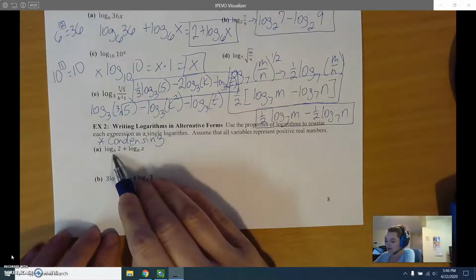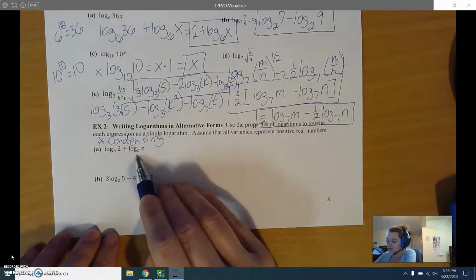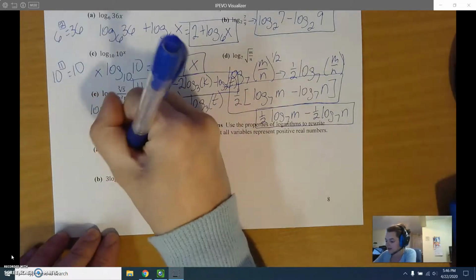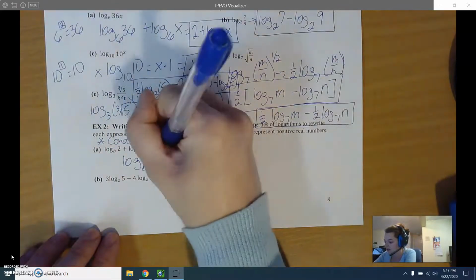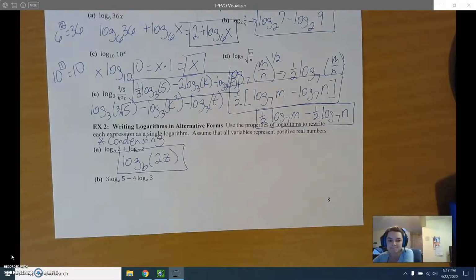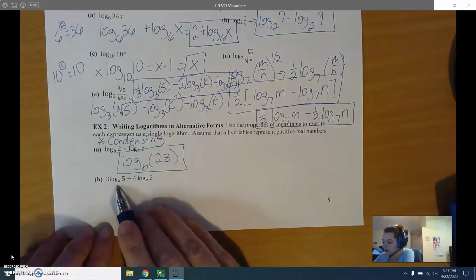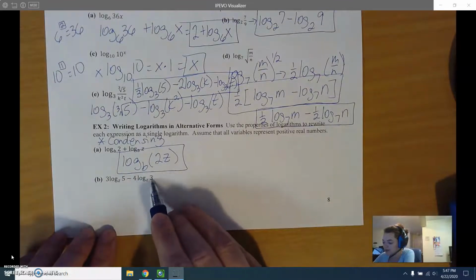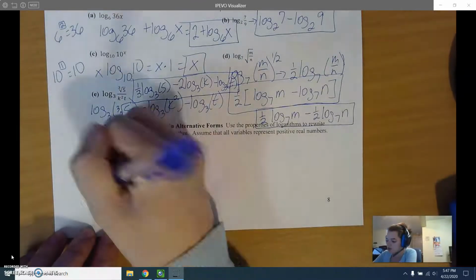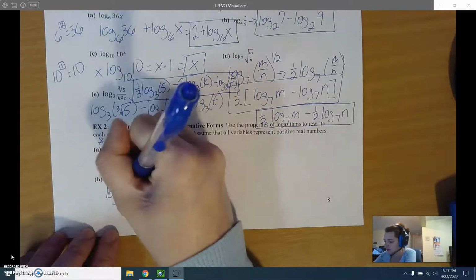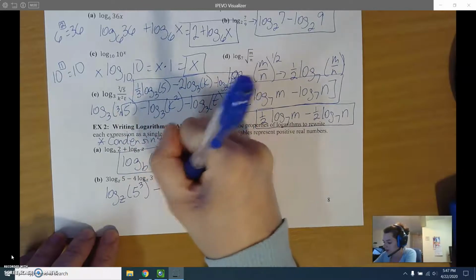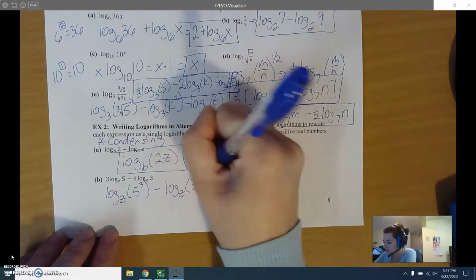In part A we have log base b of 2 plus log base b of z. Since they are added, I'm going to use my product rule, and I can condense that to the log base b of 2 times z. And that's it. Okay. For part B, I've got 3 log base z of 5 minus 4 log base z of 3. Well, let's go ahead and deal with the power rule first. So this would be the log base z of 5 to the 3rd. And that would be the log base z of 3 to the 4th.